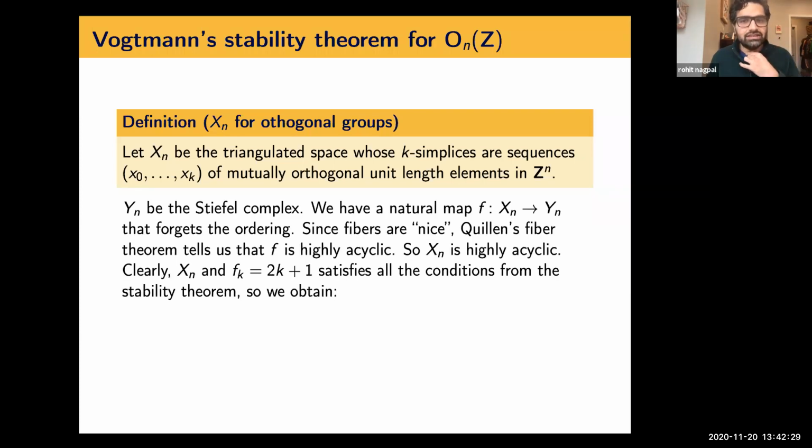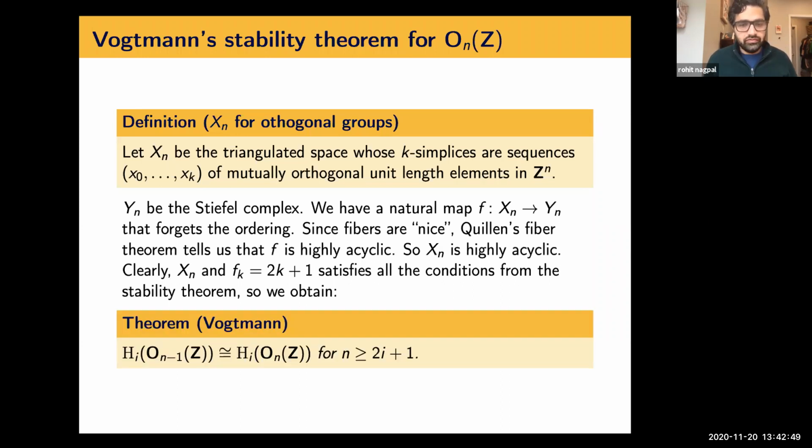And there is a nice map from Xn to Yn, which forgets the ordering. And the fibers are pretty nice for this map. So it's a highly connected map. And so you can prove that Xn is highly acyclic using that, right? Because the Yn was highly acyclic. And so we can prove the homological stability for these orthogonal groups using that. Again, we are just applying the stability theorem. And as I said, the hardest part is just to prove the acyclicity condition, right?